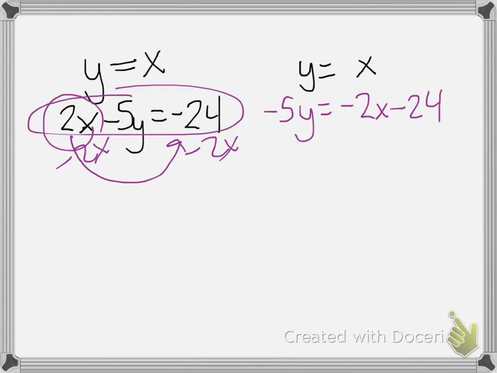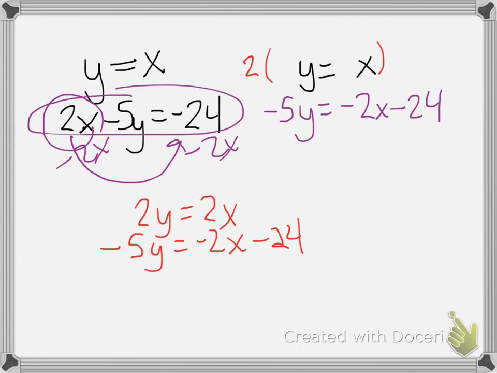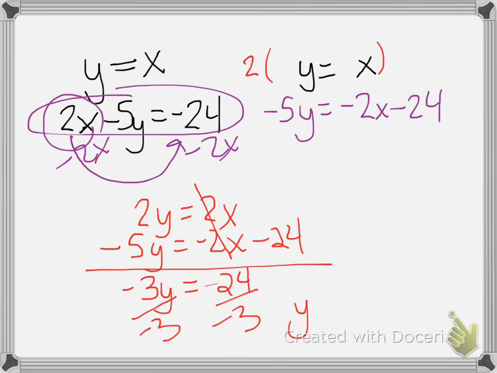Okay, so then I'm going to go ahead and solve. I'll cancel the x's out, but you can cancel the y's out too. I'm going to multiply this one by 2. So that's going to be 2y equals 2x. And to rewrite the bottom equation, it was -5y equals -2x minus 24. So if I stack that, my x's cancel. I get -3y equals -24. So then y equals 8.